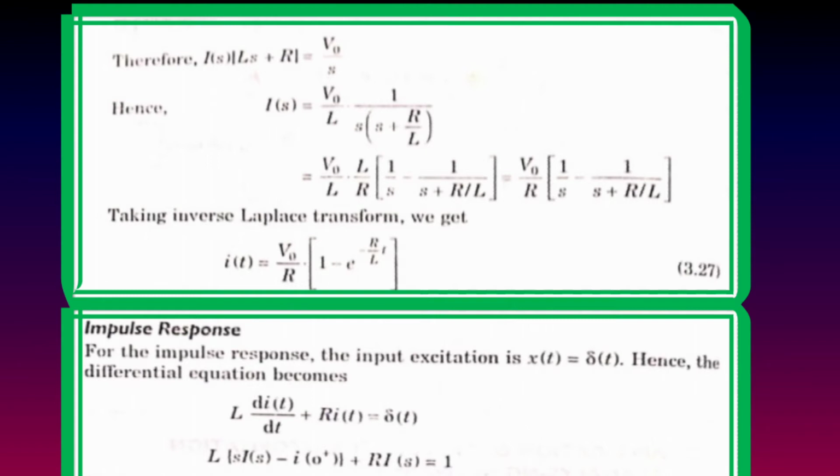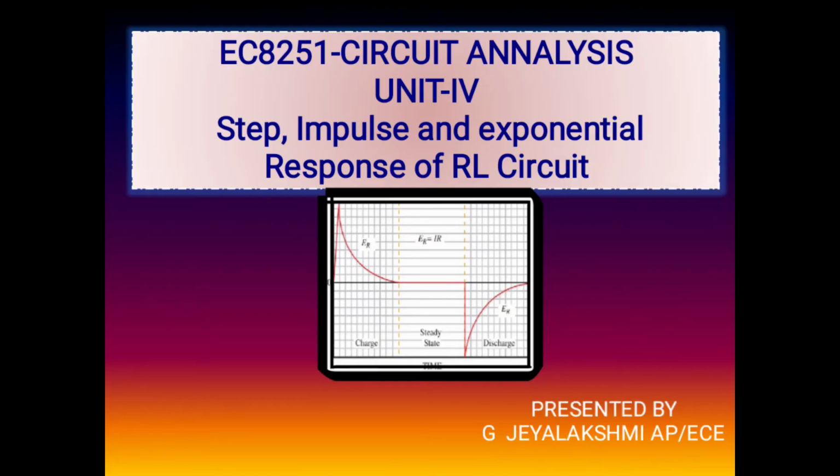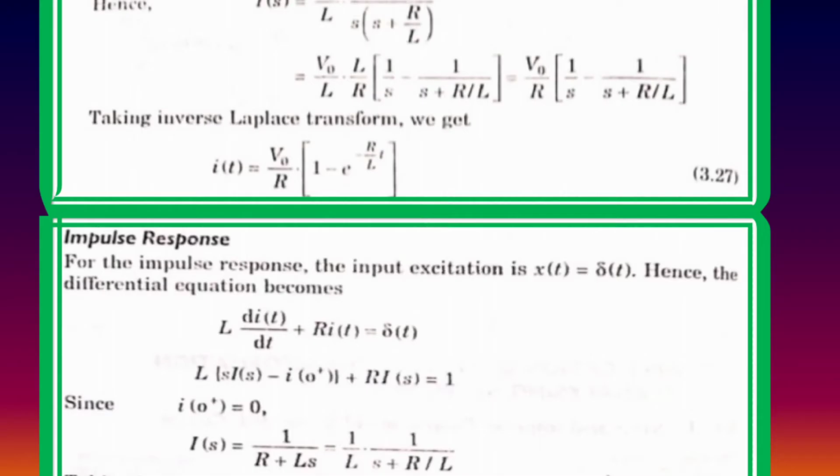When taking the inverse Laplace transformation of this, we get i(t) equal to V naught by R into (1 minus e power minus R by L into t). Here 1 by (S plus R by L) becomes e power minus R by L t, and 1 by S becomes 1 when taking the inverse Laplace transformation. So the current equation for the step input is i(t) equal to V naught by R into (1 minus e power minus R by L into t).